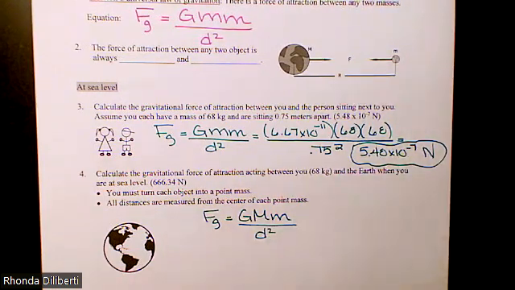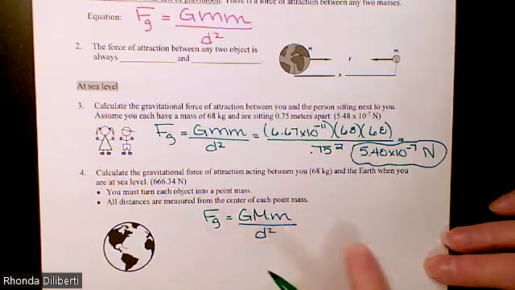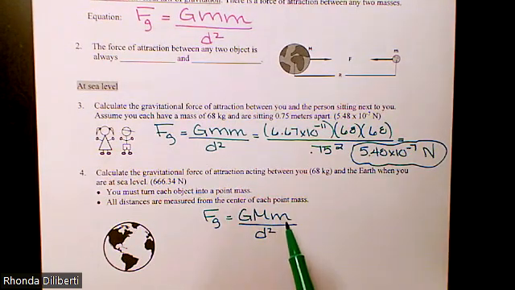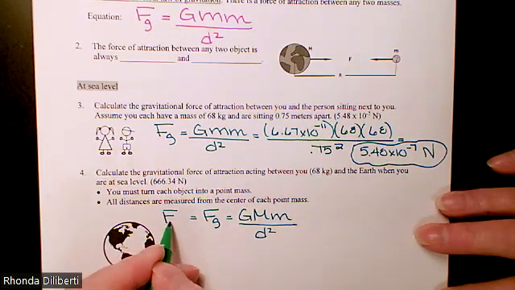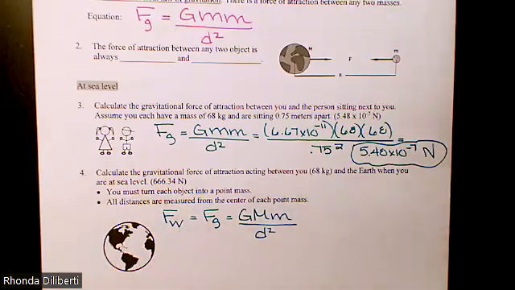And by the way, when you're finding the gravitational force of attraction between an object like you and the Earth or a planet, that is often called weight. So the gravitational force of attraction between you and the Earth is what you weigh on the Earth. So that's the subtle difference between FW and FG.